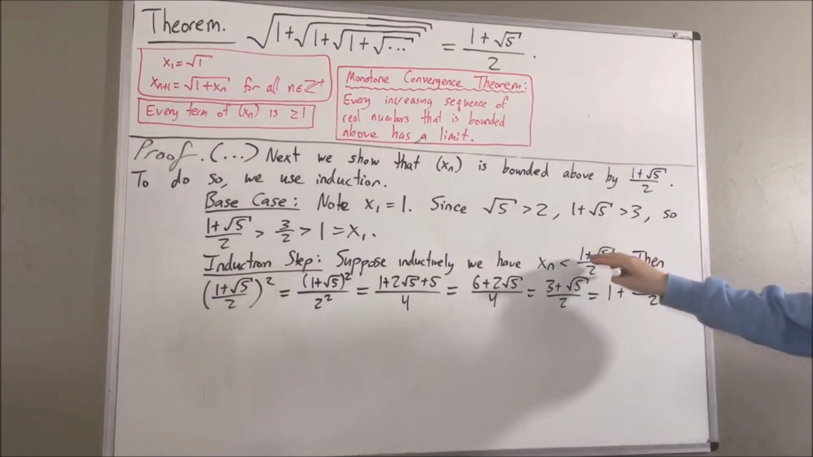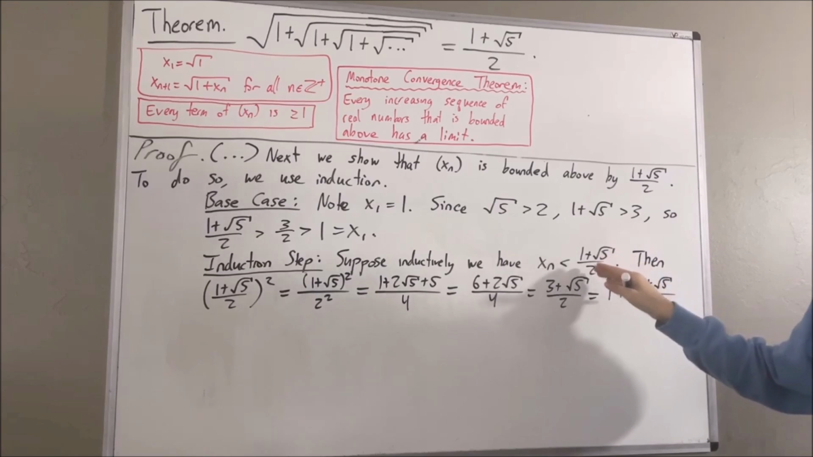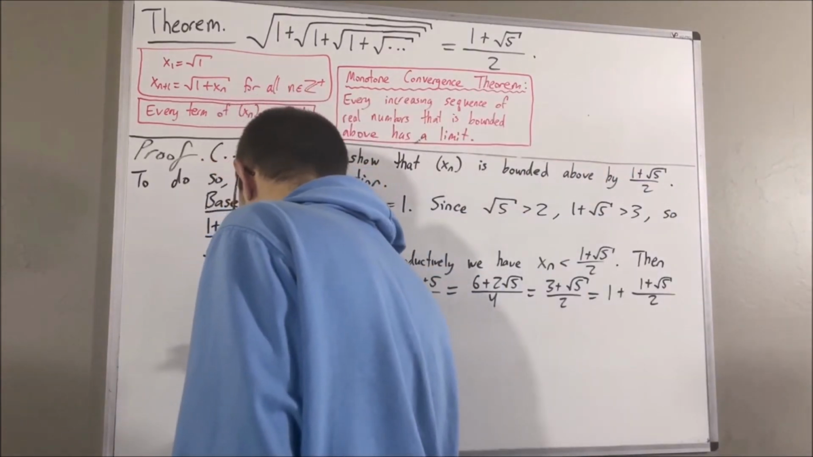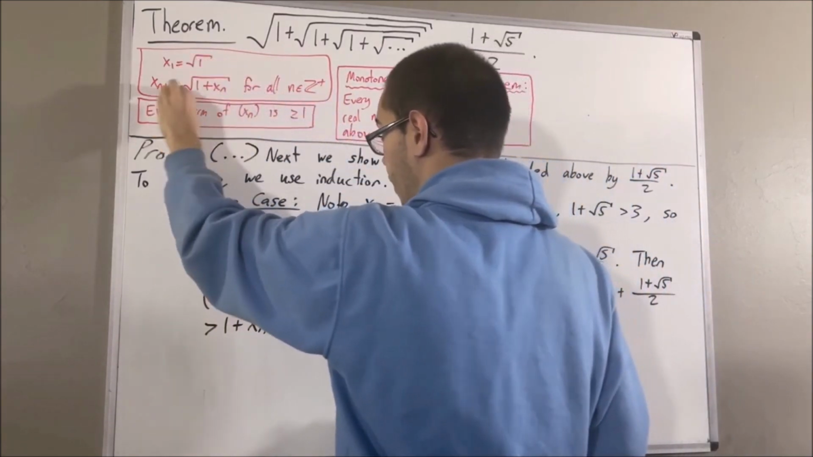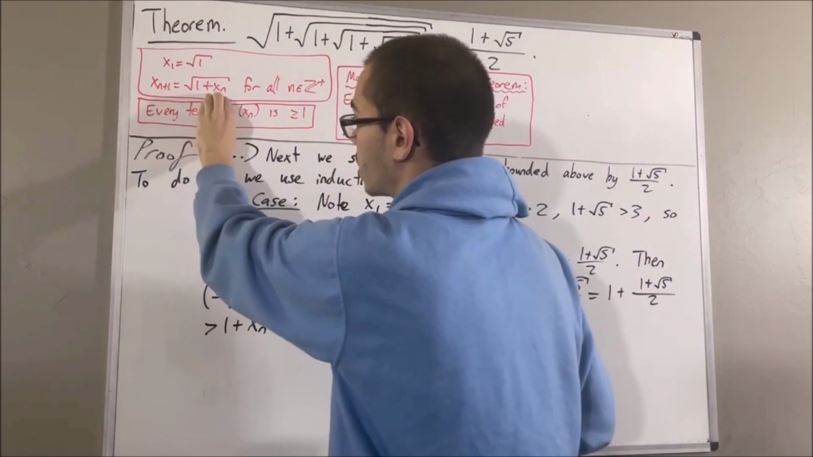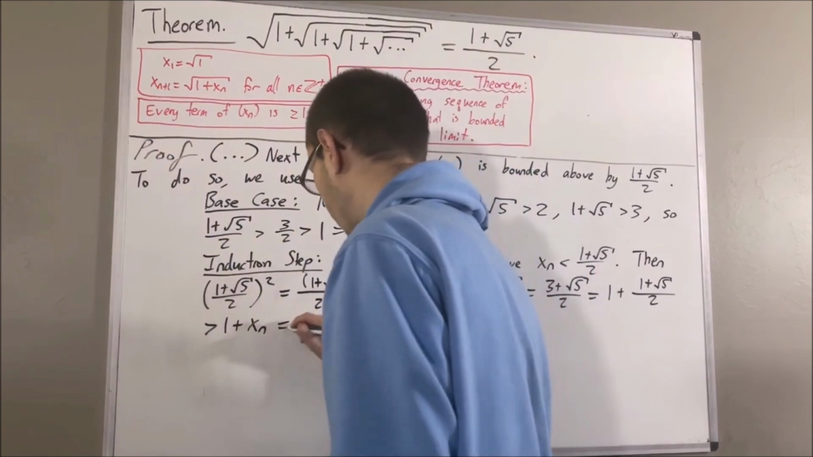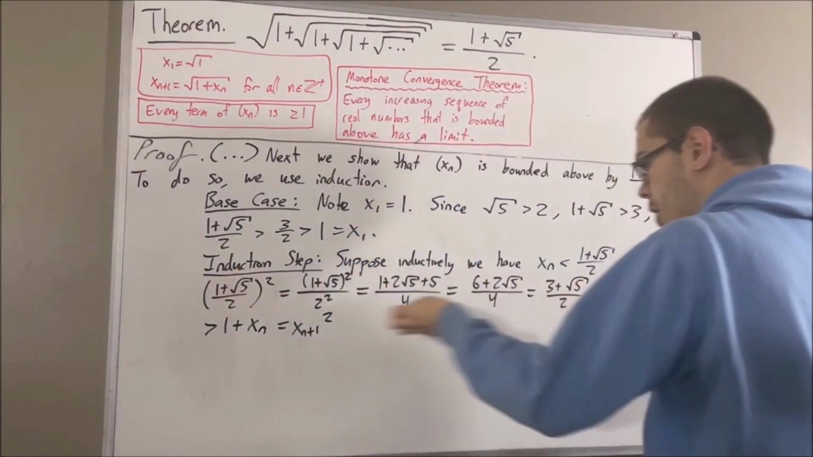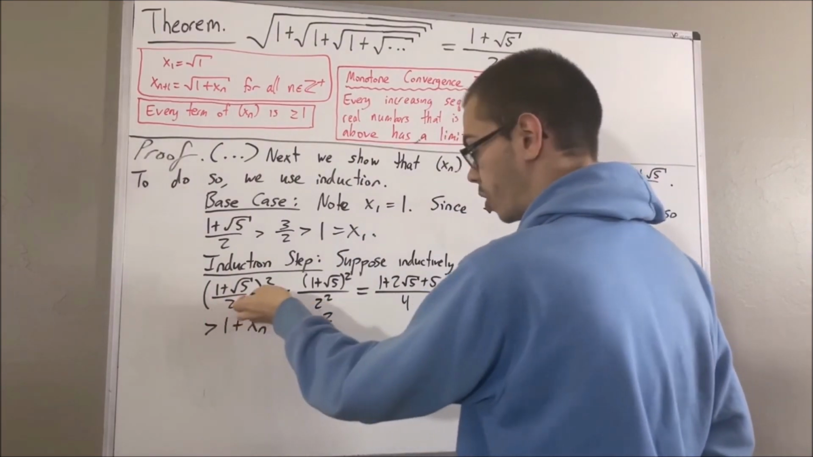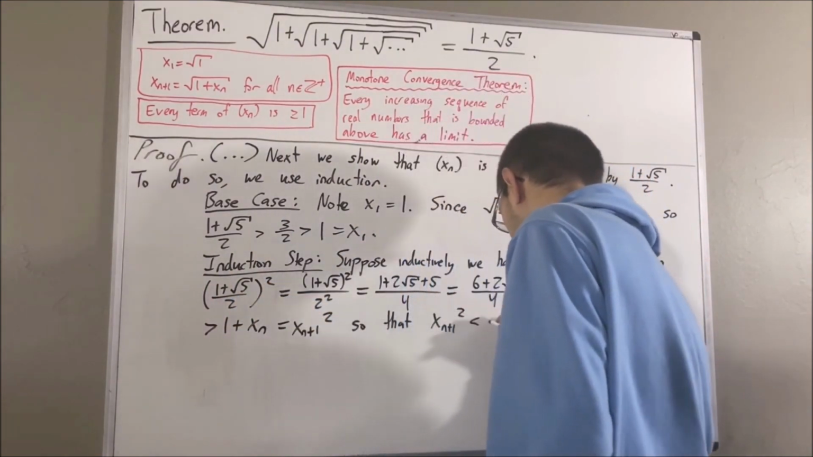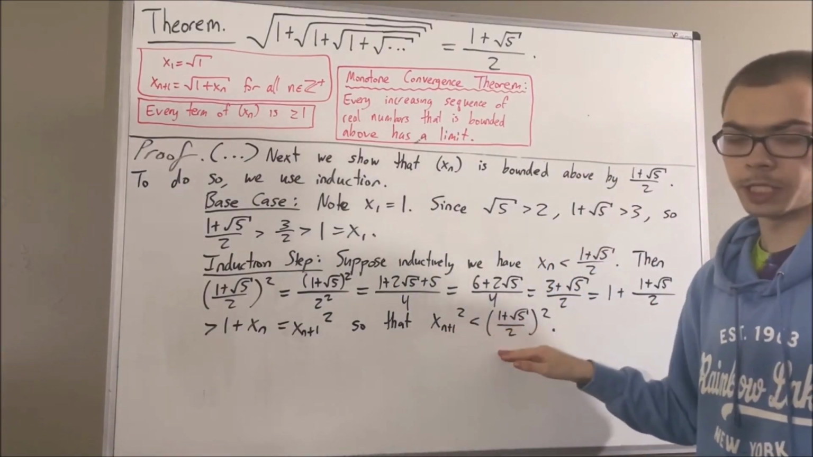But now, since the golden ratio is greater than x_n, it follows that 1 plus the golden ratio is greater than 1 plus x_n. And from the definition of our sequence, if we take the second equation that we have here and square both sides, we get that x_{n+1} squared is equal to 1 plus x_n. And so what this chain of stuff establishes is that x_{n+1} squared is less than the golden ratio squared. From here, it follows that x_{n+1} is less than the golden ratio.